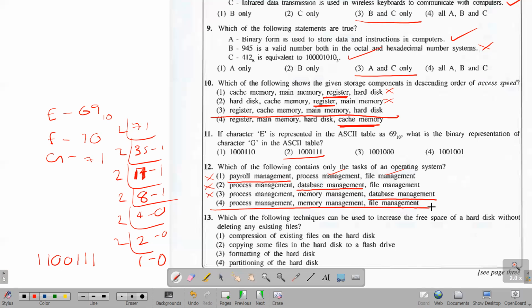13th: which of the following techniques can be used to increase the free space of a hard disk without deleting any existing file? Compression of existing files on the hard disk. Now that could be an answer. Let's see the other three. Copying some files in the hard disk to a flash drive. Copying will not make you more space, right? So it is not. Formatting the hard disk will delete all the files, so it is not the answer. Partition of the hard disk, again not. So the answer is going to be the first one: compression of existing files on the hard disk.